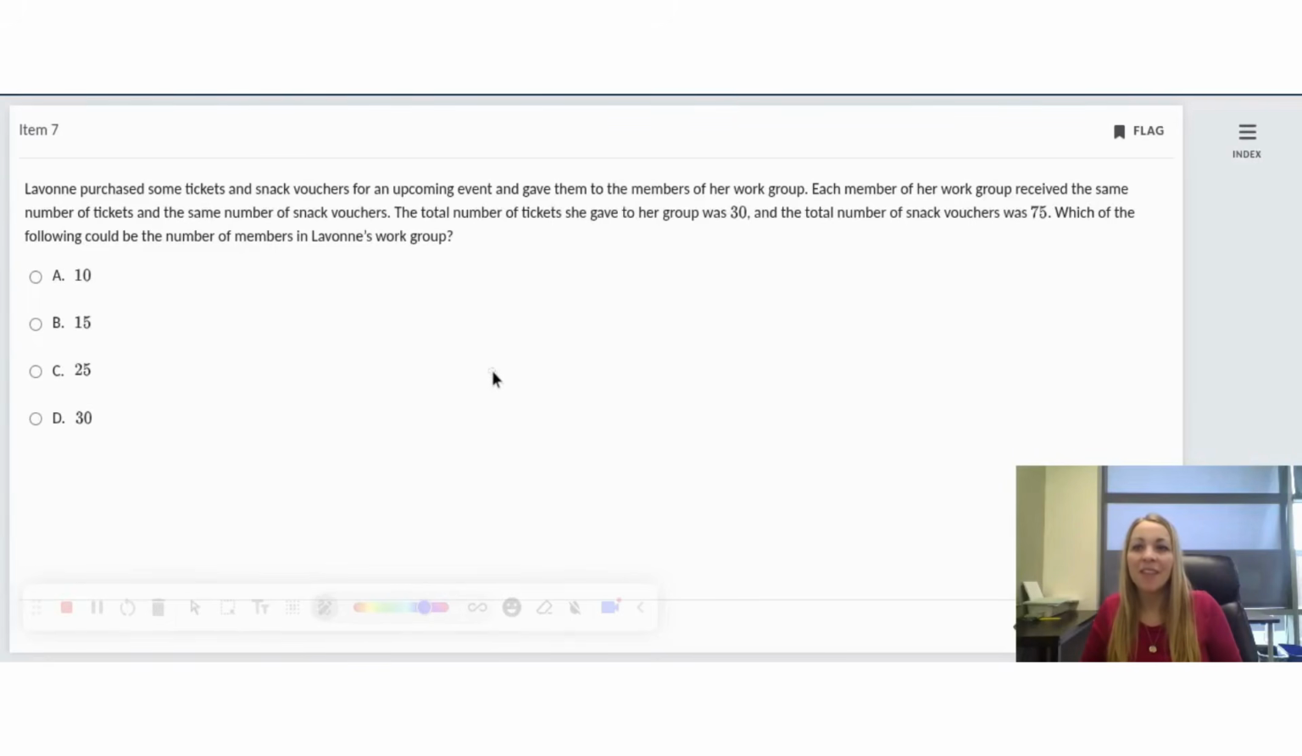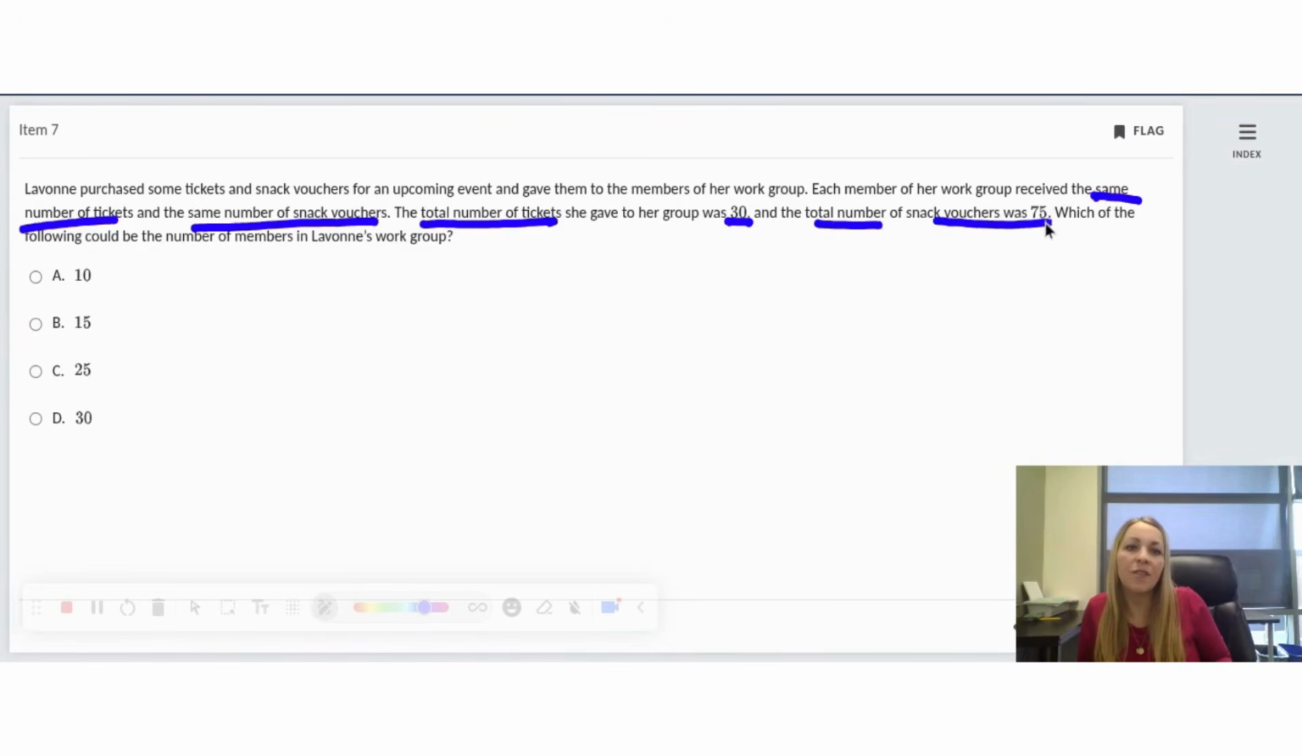Question number 7. Levon purchased some tickets and snack vouchers for an upcoming event and gave them to the members of her work group. Each member in the work group received the same number of tickets and the same number of snack vouchers. The total number of tickets she gave to her group was 30. And the total number of snack vouchers was 75. Which of the following could be the number of members in Levon's work group? Desmos has a greatest common factor tool that we can use to find this answer quickly. Let's go check it out.